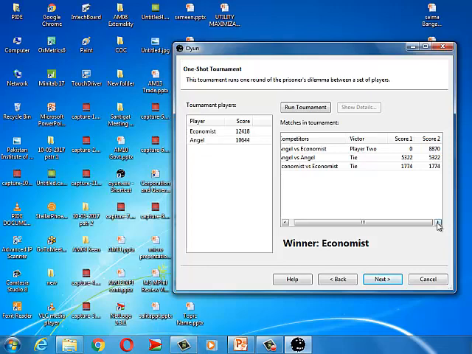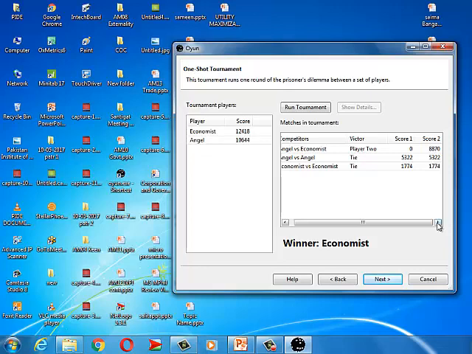Now, there are two ways that we think. One is that in the tournament, everybody plays everybody and who gets the higher score. So we see that the economist has won this round. So in this particular population, the economists would win.